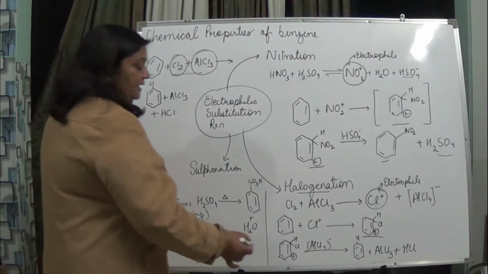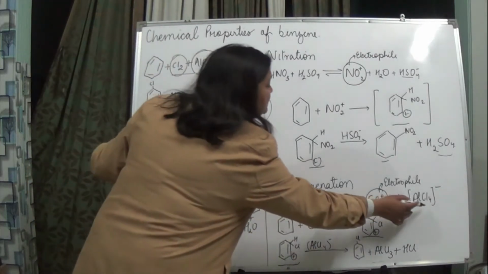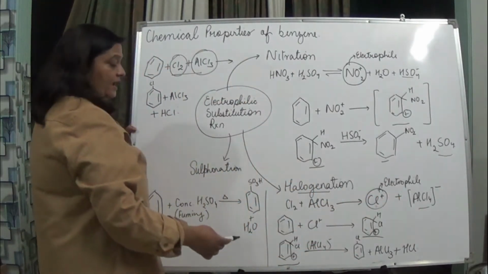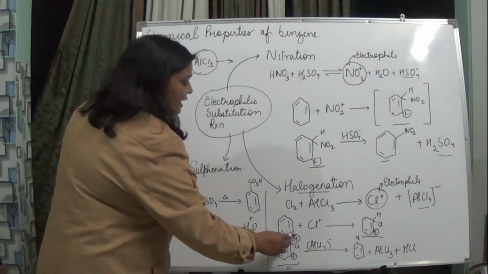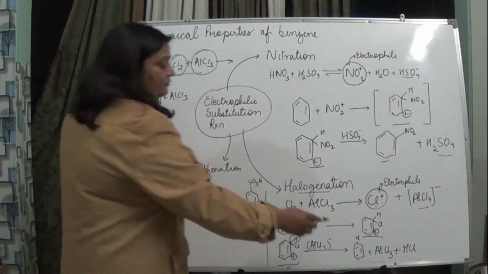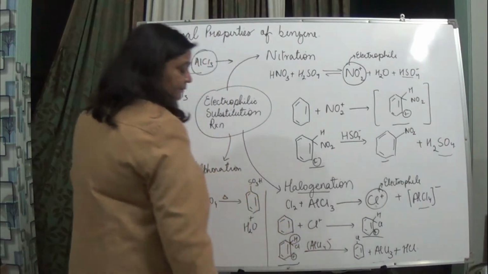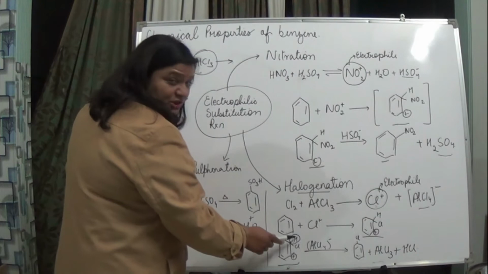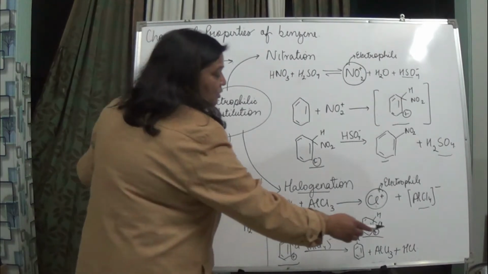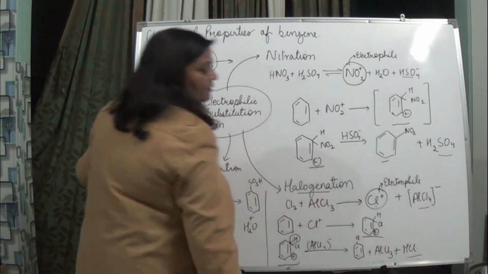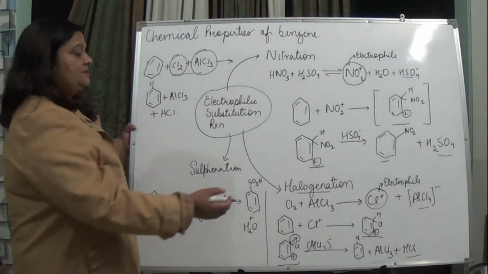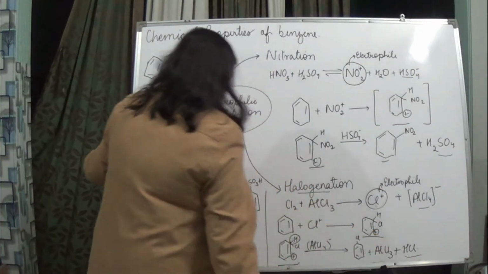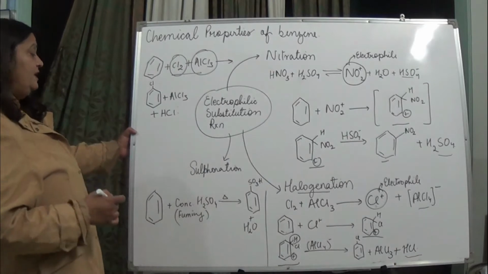This intermediate takes up AlCl4 minus. Now this hydrogen is substituted, thereby forming benzyl chloride, AlCl3, and this H which has been substituted attaches with the chlorine to form HCl. Now coming to the sulfonation reaction.